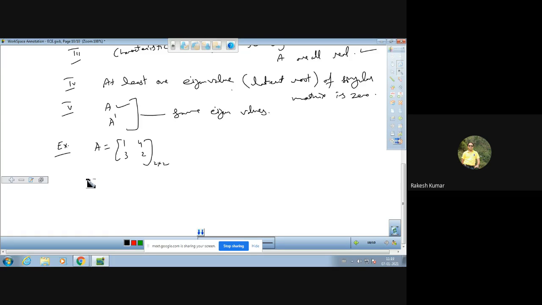eigenvalues. For finding out the eigenvalues, we must know what is the meaning of I. I is the identity matrix in which the diagonal element is 1. Therefore, from this we need to find out this A minus lambda I. So A minus lambda I means the matrix A is there, and lambda I means this is [lambda, 0; 0, lambda].